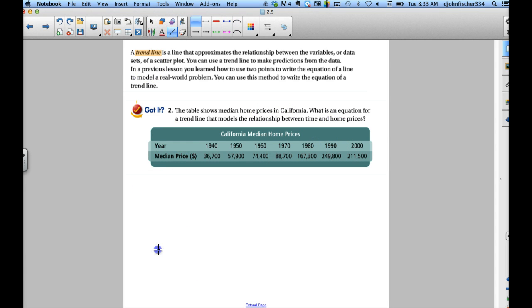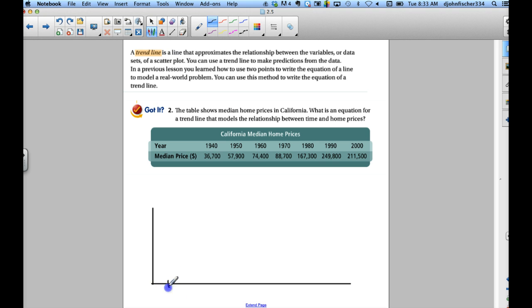So I'm going to go on here, draw my line in. We're going to go 1940, 50, 60, 70, 80, 90, 2000, and then I don't know how far we're going to go up here. Let's go by 30,000. 60, 90, 120, 150, 180, 210, 240. That should be pretty good.